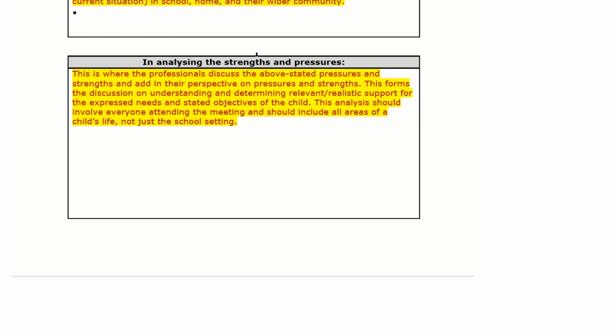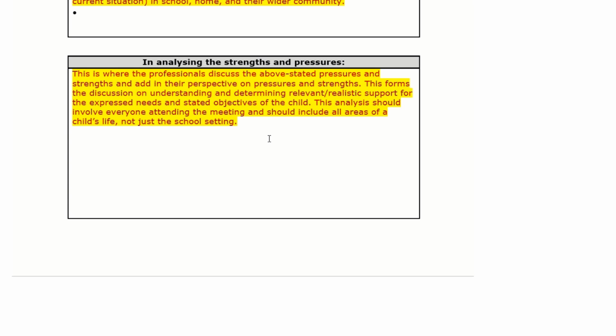So then the analysis of these strengths and pressures is where professionals discuss this, and this is what happens at the child's plan meeting. The professionals discuss this, add in their perspective on the different strengths and pressures. This forms the discussion on understanding and determining relevant and realistic support for the needs that have been expressed, and stating objectives of the child, okay, or for the child.